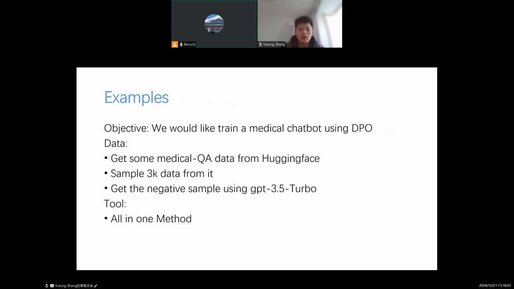So let's come to our final part, which is a hands-on tutorial on how to train a medical chatbot using the direct preference optimization algorithm. So first, we get some medical QA data from Hugging Face, right? And we sample 3,000 data from it. Then we get negative samples using GPT 3.5 Turbo. So I assume here that GPT 3.5 Turbo performs worse than humans, right? And we're going to use an all-in-one method, which I'm going to introduce later.